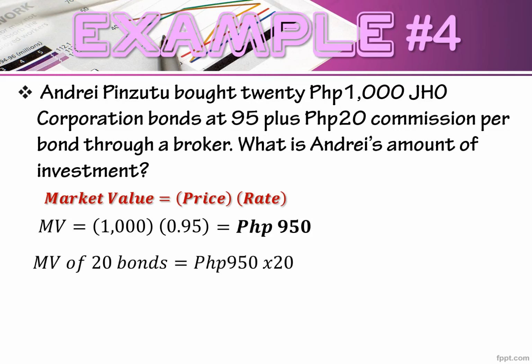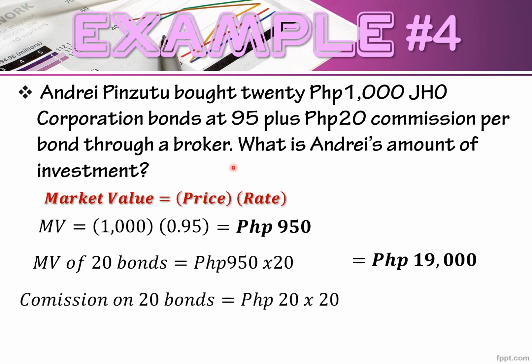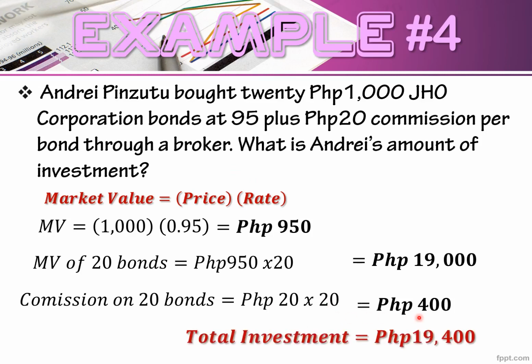And since we have 20 bonds, we multiply 950 by 20, so the total amount of bonds is 19,000. Now there is a 20 pesos commission per bond, so we multiply the commission 20 pesos times 20 bonds, so that will give you 400 pesos. Therefore, the total amount of investment of Andre, adding these two, is 19,400 pesos.